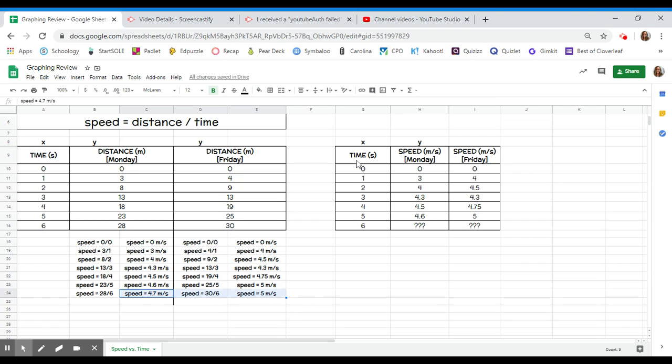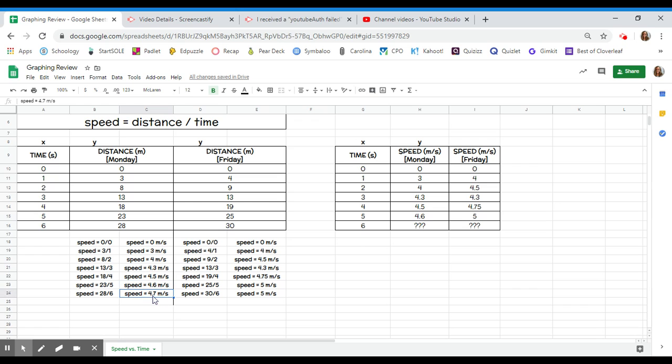So we need to come up with a new set of data. So I've already got it filled out up here for the most part. All we did was we took our time, which was the same, 0 through 6. And now instead of putting our distance here, we just put our speed. So our speed came from this column down here. You can see our first one was 0, our second one was 3, third one was 4, and so on. So you can see I just copied that data up into this chart.